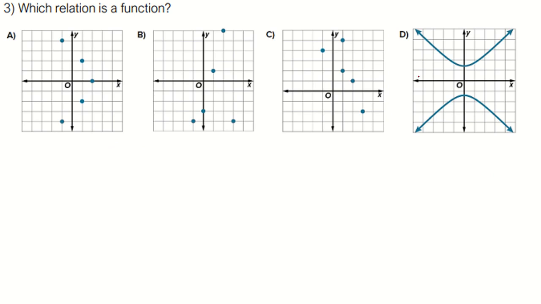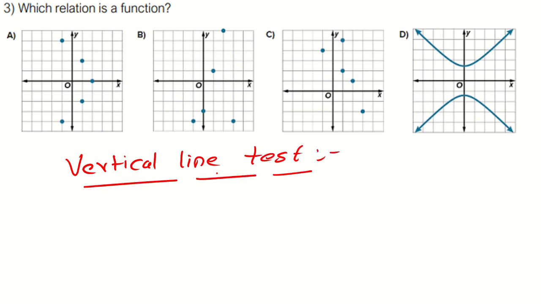Now, which relation? Same type of question with the graph. If you have a graph, then it's very easy to check for the relation to be a function, and we check it by the vertical line test. My dear students, everything is the same. This is the third question of the same type. Every time I am doing the same thing, but by a different method.